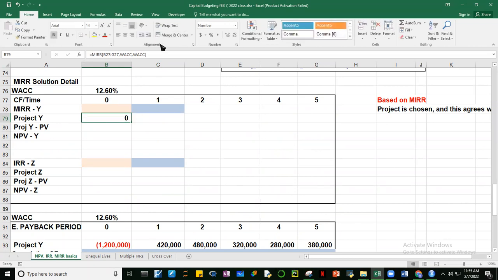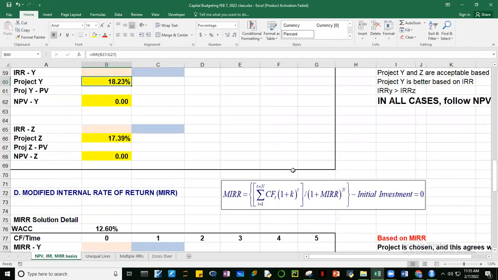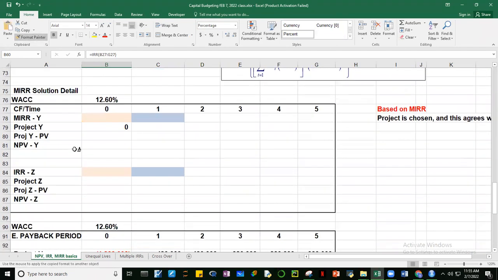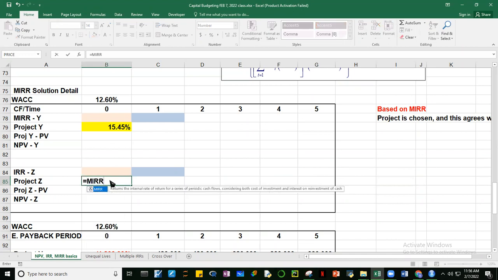Control Enter. Tapos, copy natin percent. Control C yung oops, no? Let me copy the format, just the format. Okay. So MIRR ni Y is 15.45%.